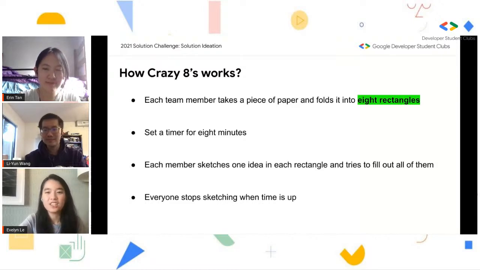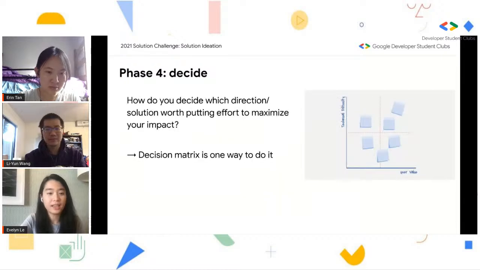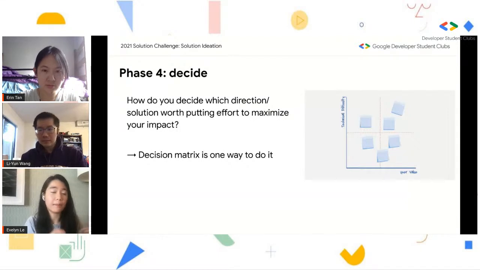All right, so that should conclude our sketching phase. We're going to go back to it in activity 2. But then, how do you decide which direction, which solution is worth putting effort into to maximize your impact, right? Because you only have 2 months for this project, you want to optimize your effort. You don't want to spend your whole effort doing everything. You just pick the best thing that you think would make the most impact, and pursue it. And decision metrics is one way to do it.